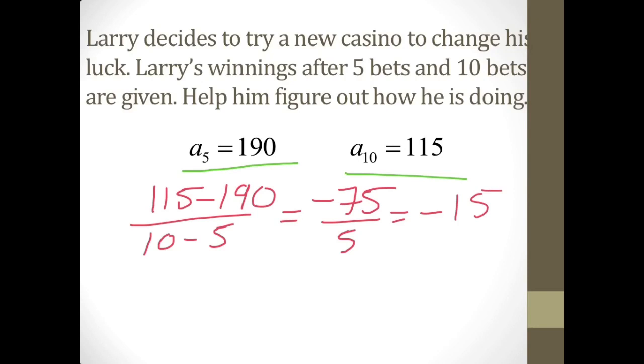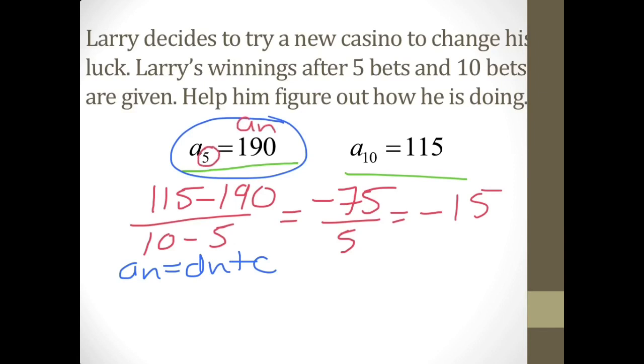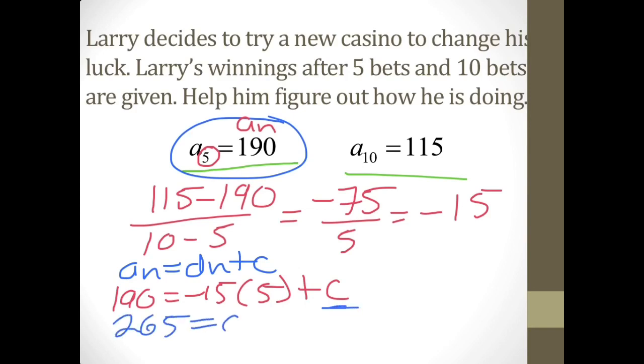Okay, now I need to find my C value. And we're going to do that slightly different. So I'm going to find my C value using my 5th term. I know that the formula is A sub n is equal to D times n plus C. I have my A sub n term, and 5 tells me what n is. So I'm going to plug things in. Give me 190 is equal to negative 15 times 5 plus C. Negative 15 times 5 is negative 75. So when I add that to my 190, solving for my C value, I get 265 is equal to C.